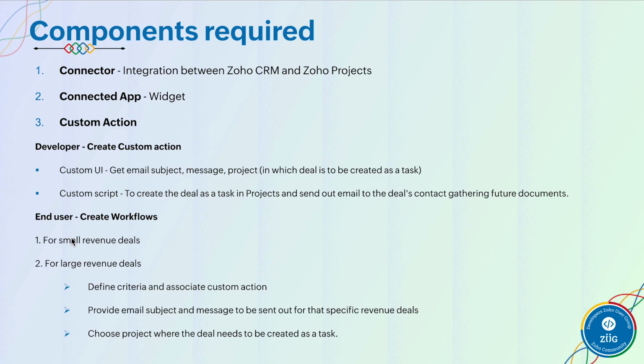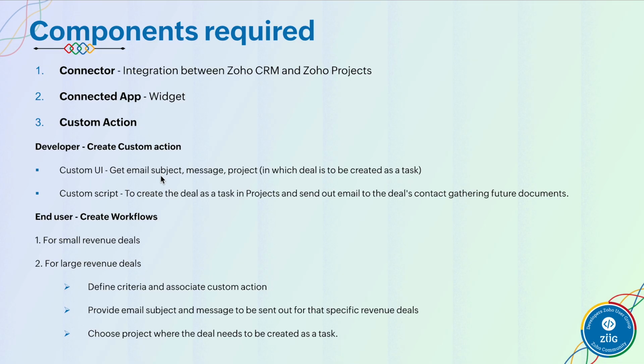So I have just included what the end user will do as well. The end user can create any number of workflows. For our example, we've just included two workflows, one for small revenue deals, one for large revenue deals. As part of both the deals, they will define the criteria, associate your custom action, and provide the personalized inputs as part of the custom UI. So whenever that workflow condition is met, this particular custom script will be triggered based on the personalized input provided by the end user to get the personalized outcomes.